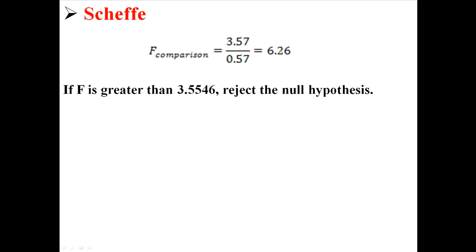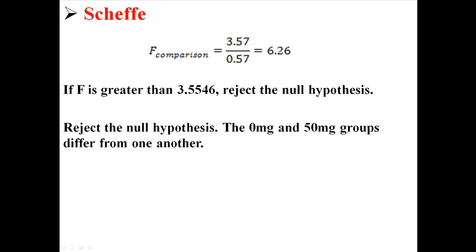6.26. Now, you're going to use the same critical value that you did in your ANOVA. Our critical value was 3.5546, so our decision rule was, if our F was greater than 3.5546, we can reject the null hypothesis. And because our F was 6.26, we can reject the null hypothesis and say that the 0 and 50 milligram groups are different from one another.